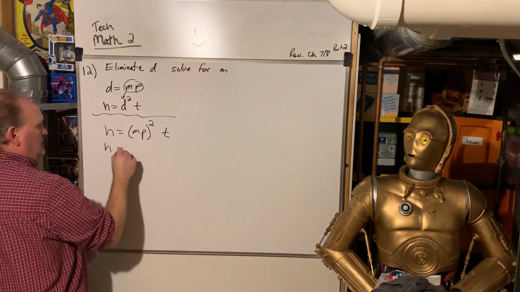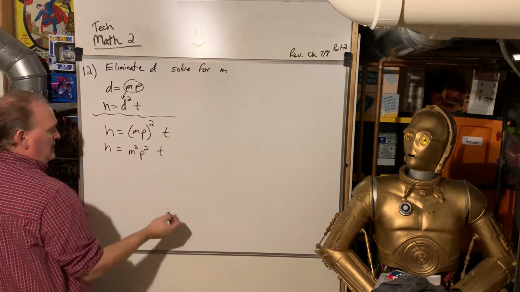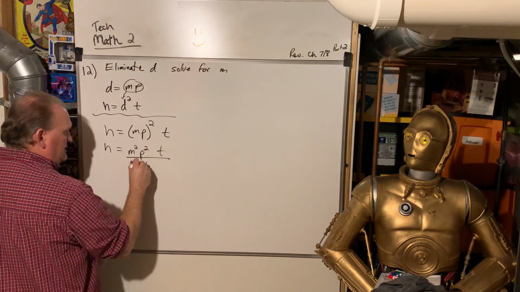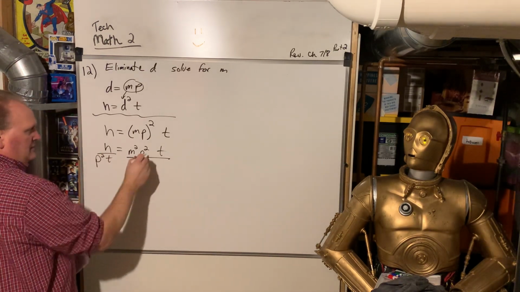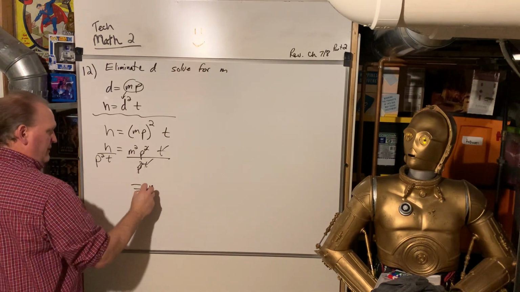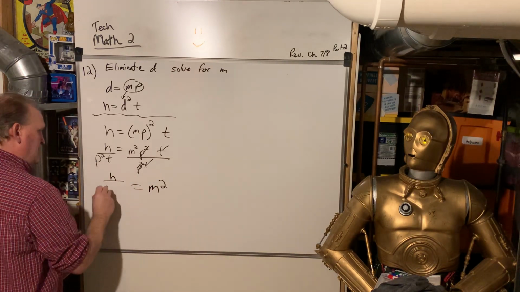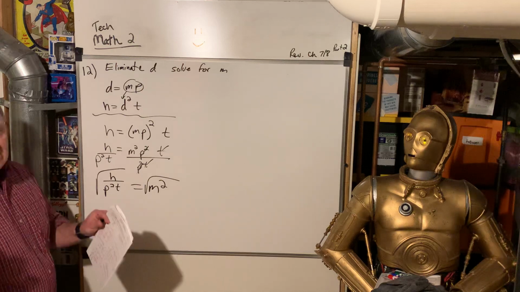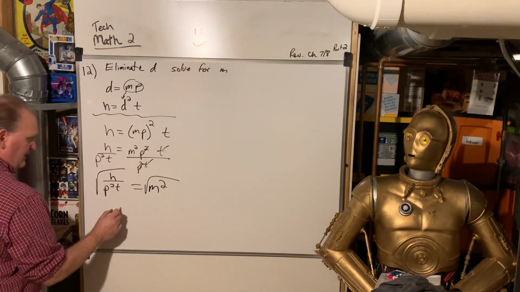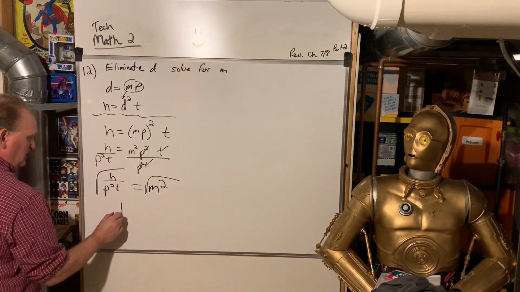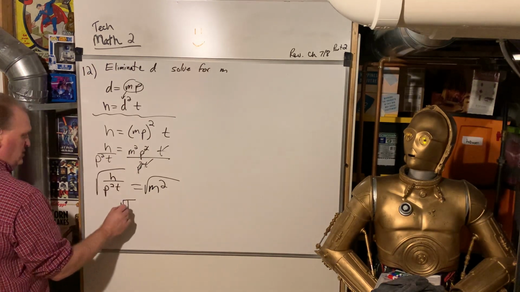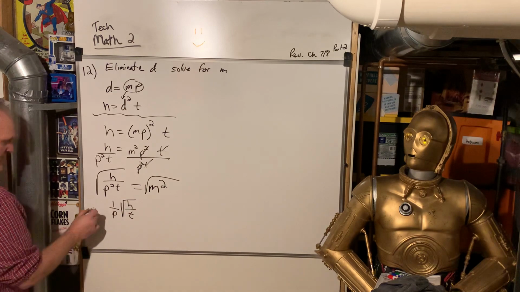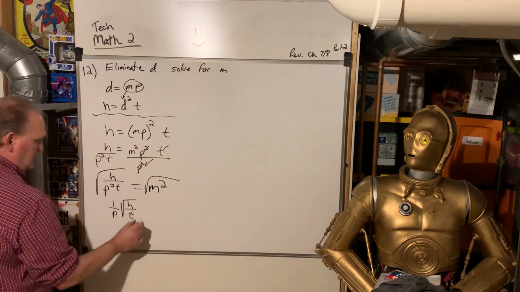So we say, okay, P squared T. We want to isolate the M. It's all being multiplied, so we'll divide by everything that's not M. P squared T. So that cancels, and M squared is equal to H over P squared T. And then take the square root. Again, if you give me the plus or minus in front of it, I will still give you full credit. But we'll have the square root of what? H over T, and then the square root of P squared can come out, but it's on the bottom. So 1 over P, square root of H over T.